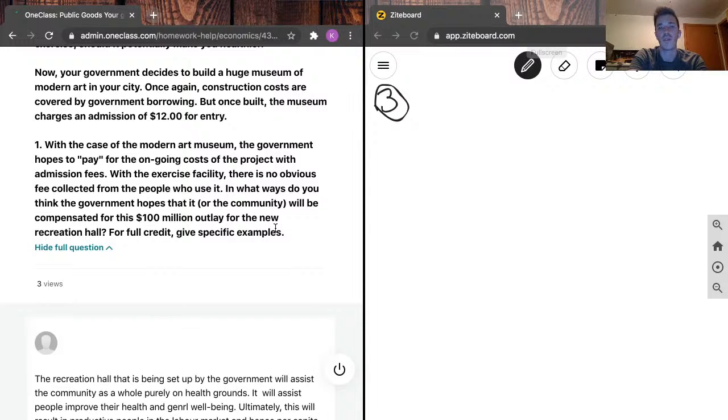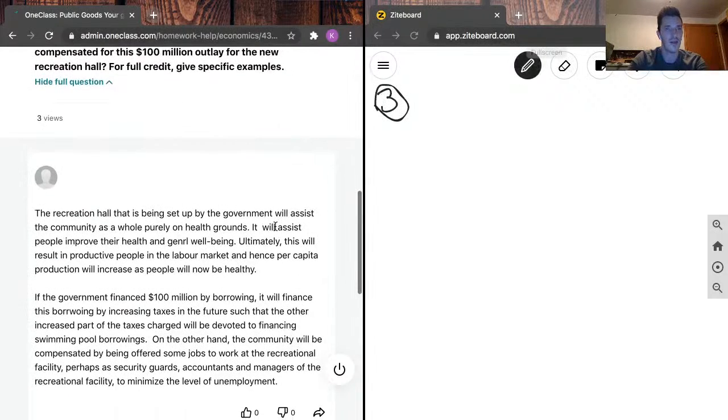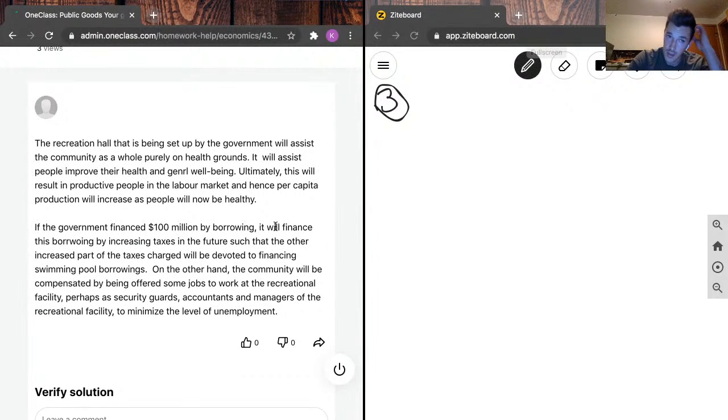What ways do you think the government hopes that it or the community will be compensated for this $100 million outlay of the new recreation hall? For full credit, give specific examples. I have one thing in mind particularly, but we'll see what our junior tutor says.